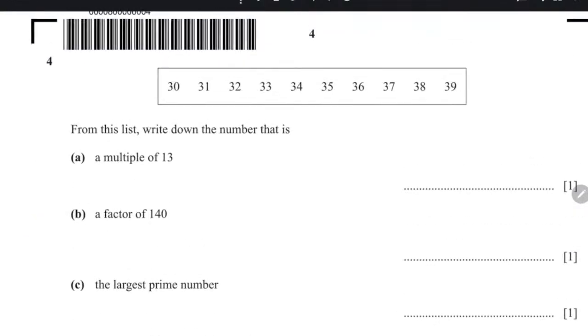All right, now here they say, write down a number. Now they're giving us a list like they did for paper 1. Write down a number on this list that is a multiple of 13. If you say a multiple of 13, you can divide all of them by 13. See which one 13 can go into. You find that it's 39. So it'll be 39. Okay? A factor of 140, you say 140 divided by each of these. You see which one can go into 140. Okay?